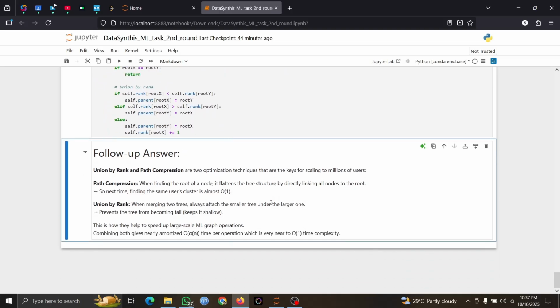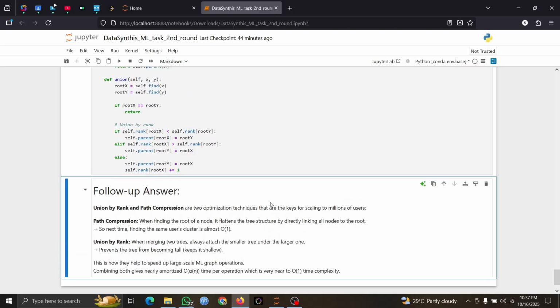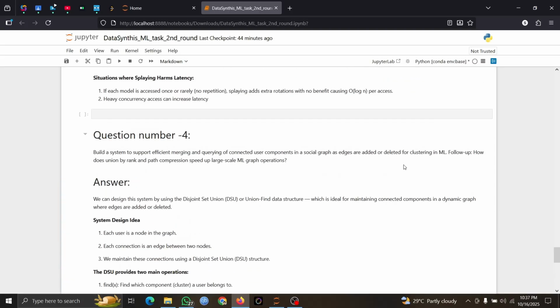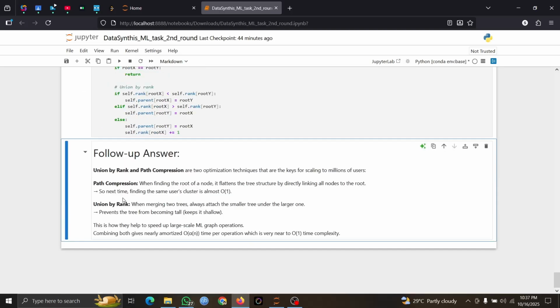Now moving to the follow-up question: how do union by rank and path compression, which I used here, speed up large-scale machine learning graph operations? Well, it speeds up or optimizes our models for a large number of users, like when you have millions of users. It helps in different ways, and combining these two would be a massive optimization here.